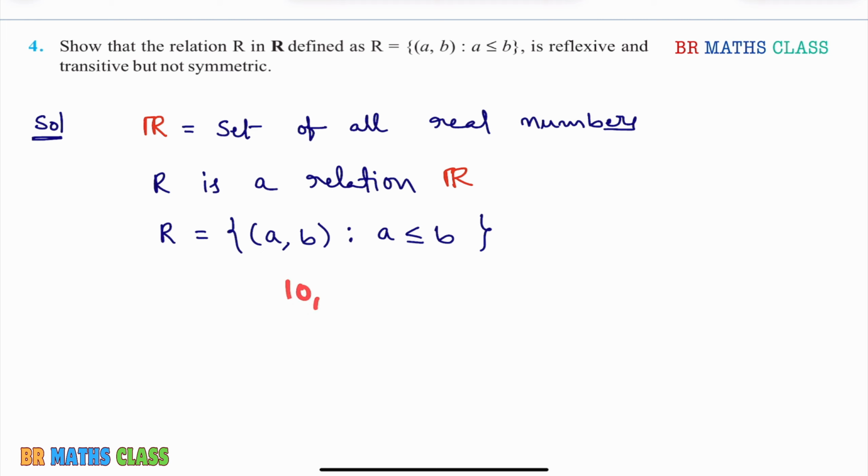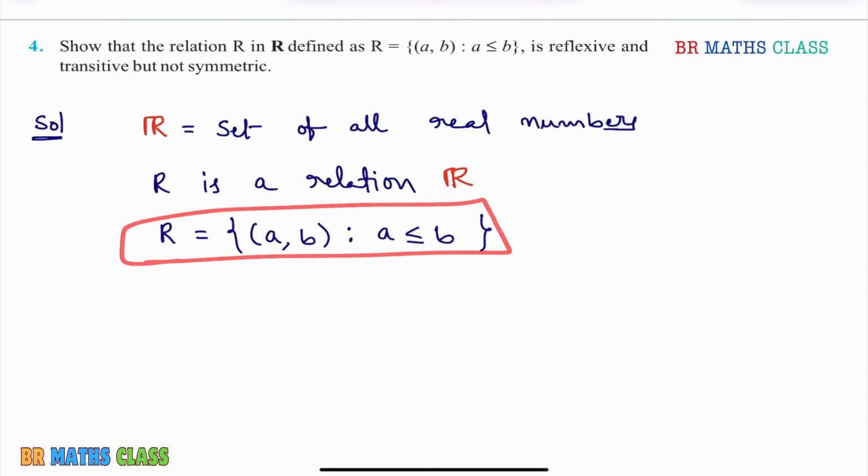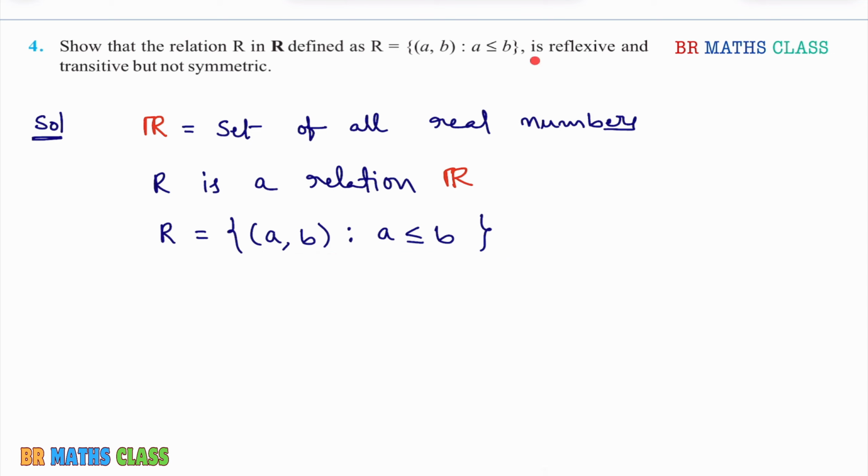Similarly, if I take (10, 4), is (10, 4) there in this relation or not? How to check? First point, 10 is a real number, 4 is a real number. Second point, you need to check whether the ordered pair (10, 4) satisfies this condition or not. 10 is less than or equal to 4. You observe, is 10 less than 4? No, 10 is not less than 4. Is 10 equal to 4? No, 10 is not equal to 4. So we can say that this ordered pair does not belong to the relation, right? Now you know what type of ordered pairs are there in this relation. Now we need to show that this relation is reflexive.